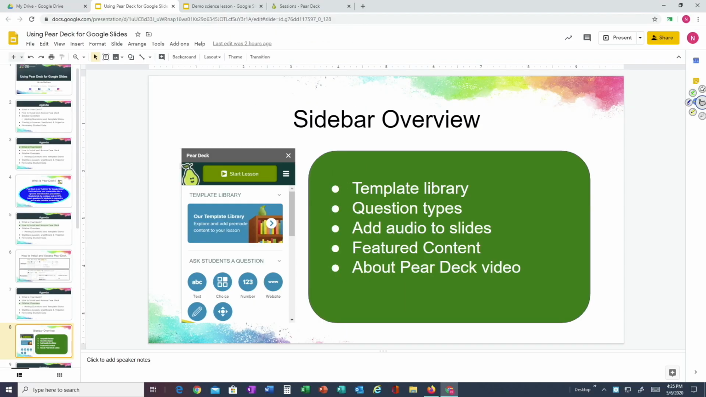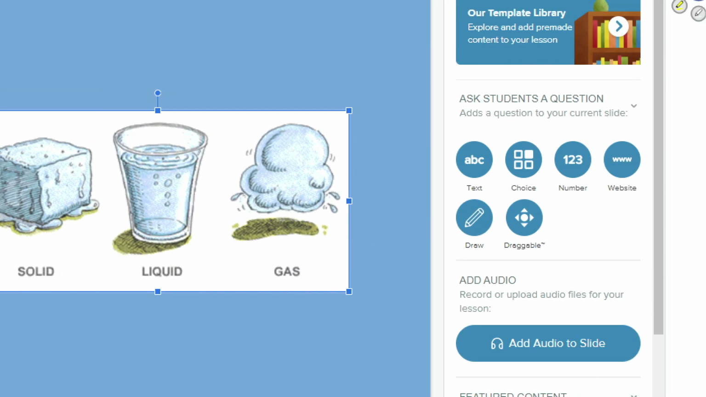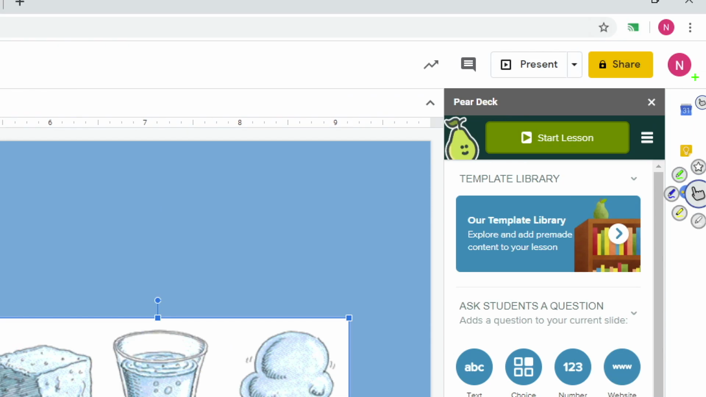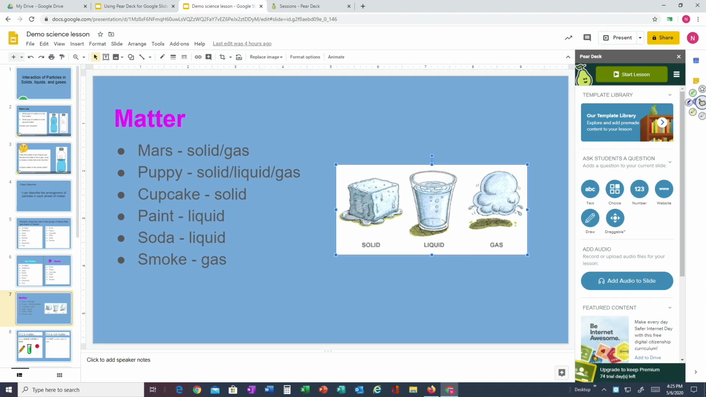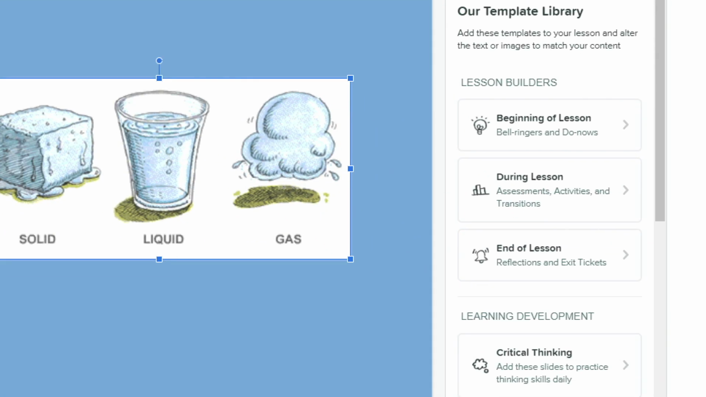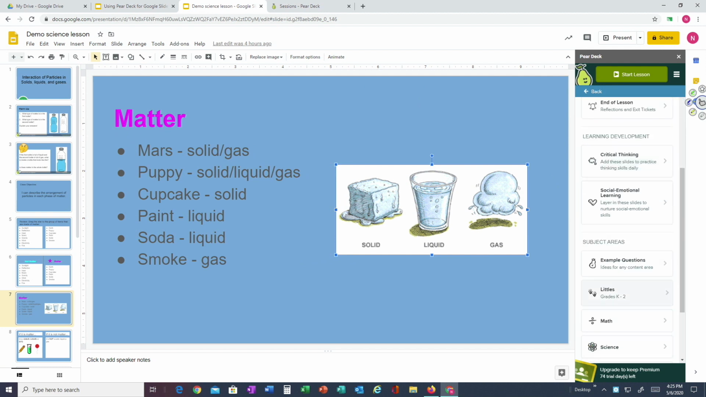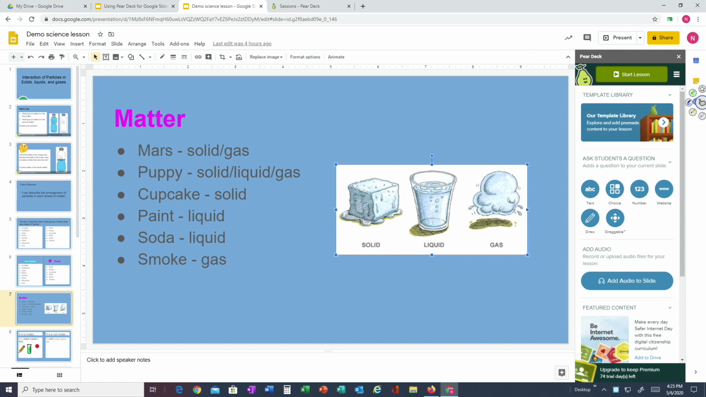All right. So I'm going to go back over to my science lesson here, and we're going to access our sidebar over here. All right. So here at the top, we have that template library. If I click on our template library, you're going to see there's lots of different options. We have lesson builders, so things that I can add at the beginning of a lesson, any learning development. We have critical thinking. We're going to go through and show these a little bit more later on, but just so you know, that's where I access all of those template library pre-made slides.